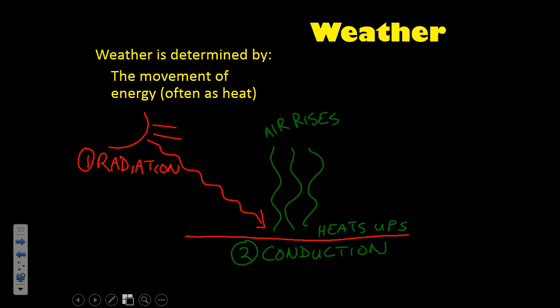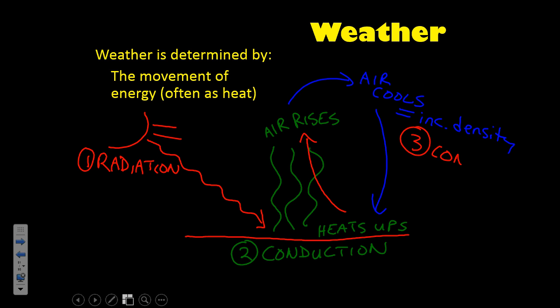And you know as well as I do that the higher you go into the atmosphere, the colder it gets. So eventually that air is going to rise, and then the air will cool. And if air cools, it increases its density. And then it sinks, where it goes back to the surface and is then reheated and rises again. Now, this process that we're talking about is the third process of energy transfer, and it's called convection.